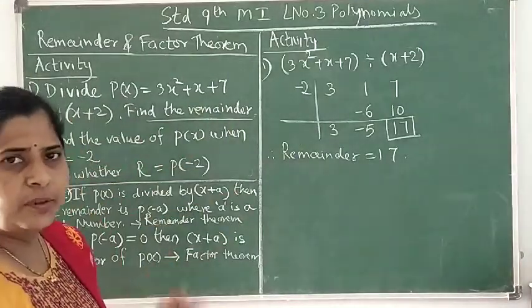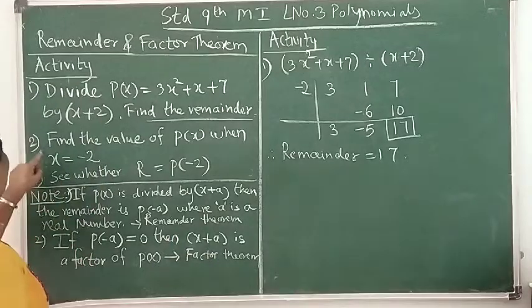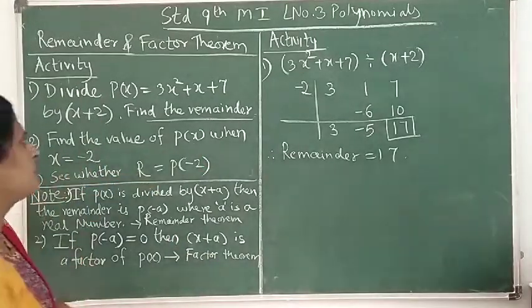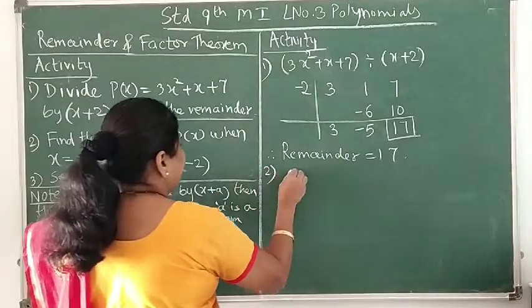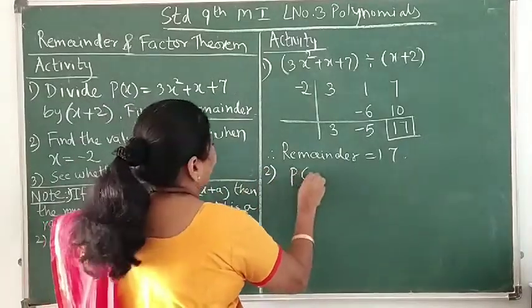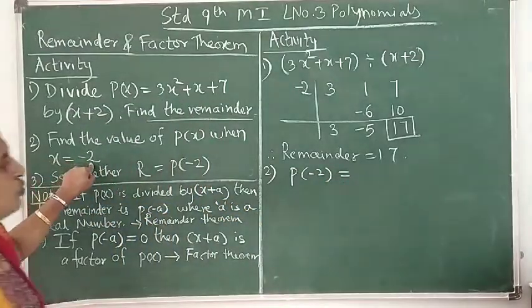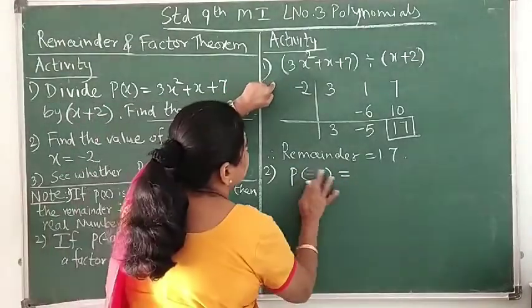You can use any method, since the method is not specified. Now what is the second step? Find the value of p(x) when x is equal to minus 2. So in the second step, we are going to find p of minus 2. Here x is replaced by minus 2. You can write p(x) first here.